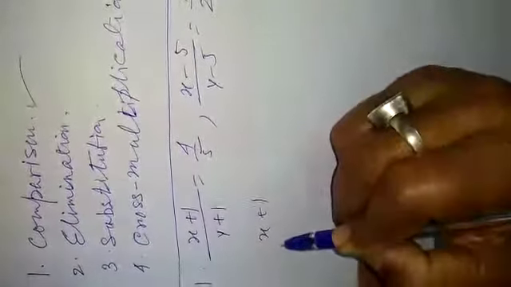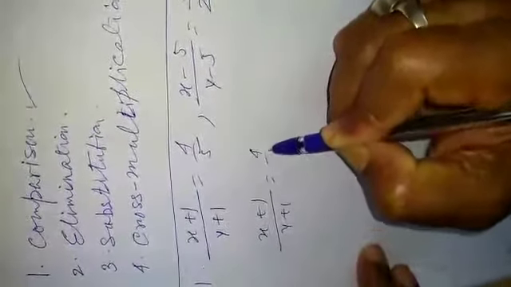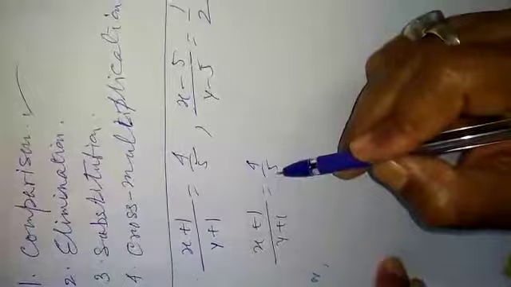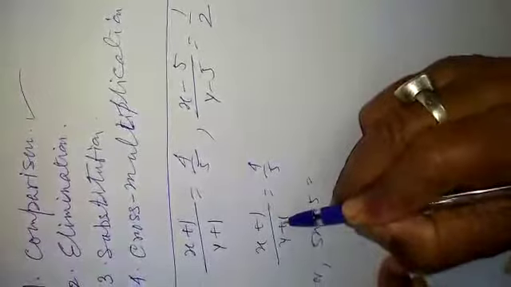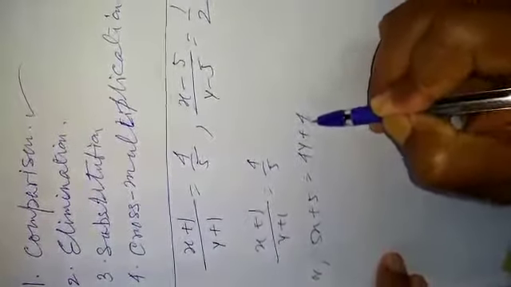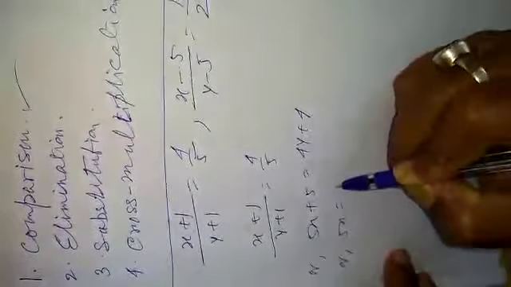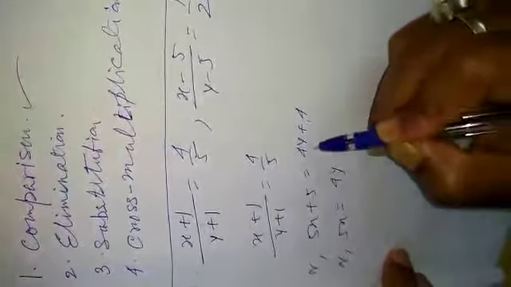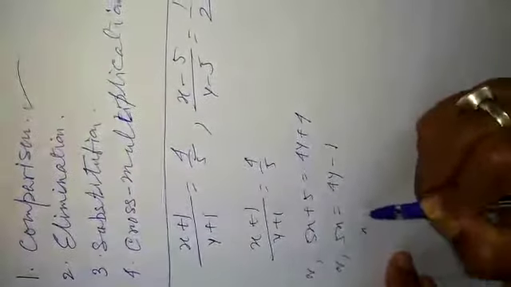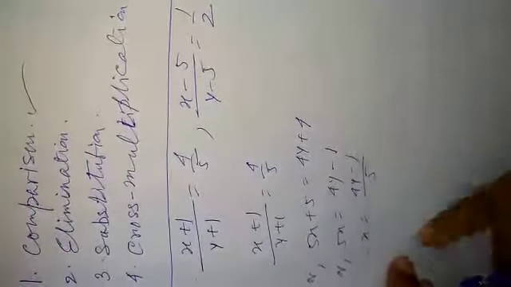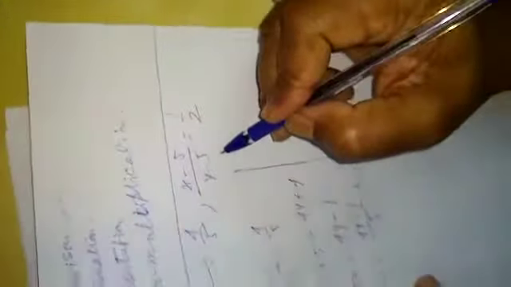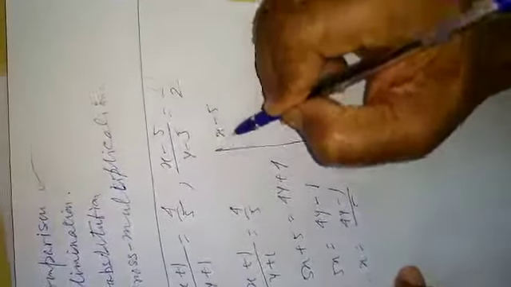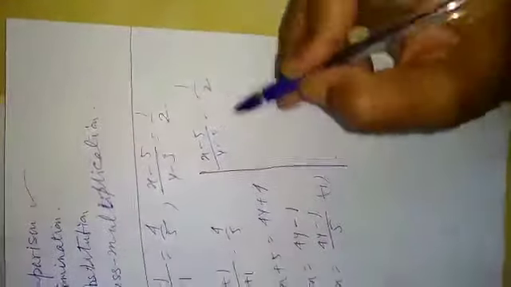Now (x+1)/(y+1) = 4/5. So (x+1) into 5, that is 5x + 5, equals (y+1) into 4, that is 4y + 4. Or 5x = 4y + 4 - 5, that is 4y - 1. Therefore, x = (4y - 1)/5. Equation number 1. Similarly, from the second equation we will get equation number 2.